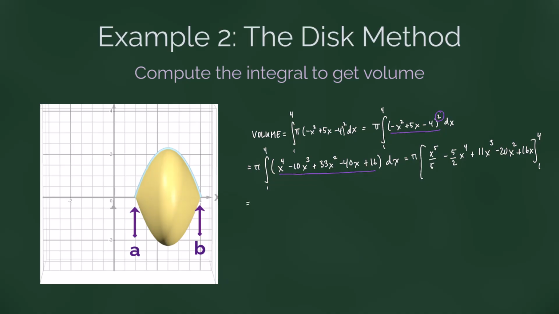We see that plugging in 4, we get pi times the quantity 4 to the 5th over 5, which is 1024 over 5, minus 5 halves of 4 to the 4th, which is 640, plus 11 times 4 to the 3rd, which is 704, minus 20 times 4 squared, which is 320, plus 16 times 4, which is 64. Plugging in 1, we get 1/5, minus 5 halves, plus 11, minus 20, plus 16.